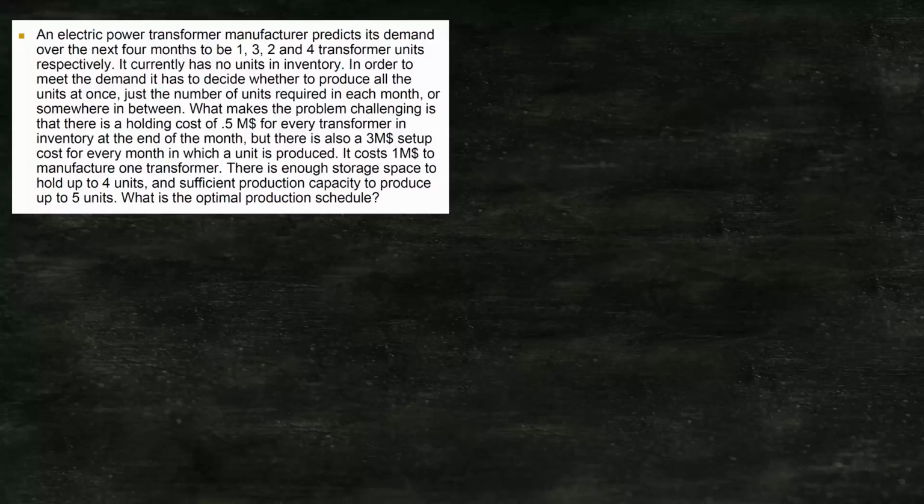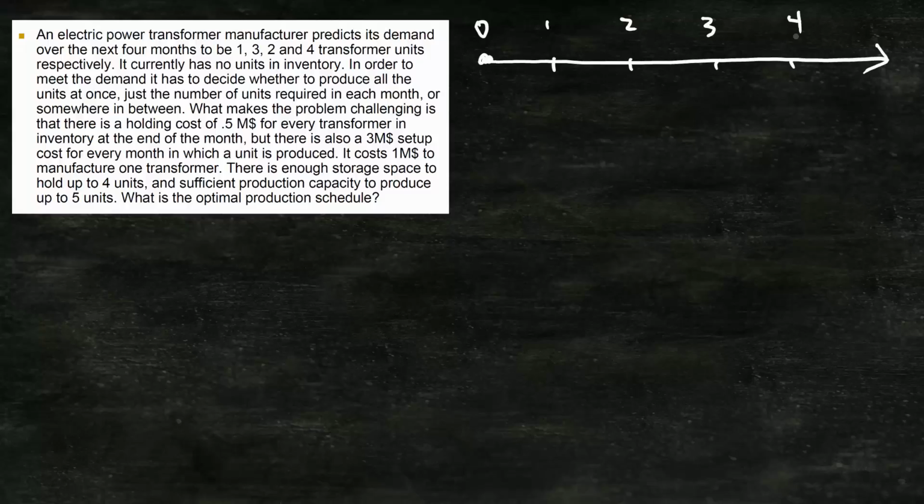Okay, let's apply everything that we have learned so far to this problem here. An electric power transformer manufacturer predicts its demand over the next 4 months to be 1, 3, 2, and 4. Let's draw a little line, a timeline. So we're right here at time 0, and 1, 2, 3, 4.